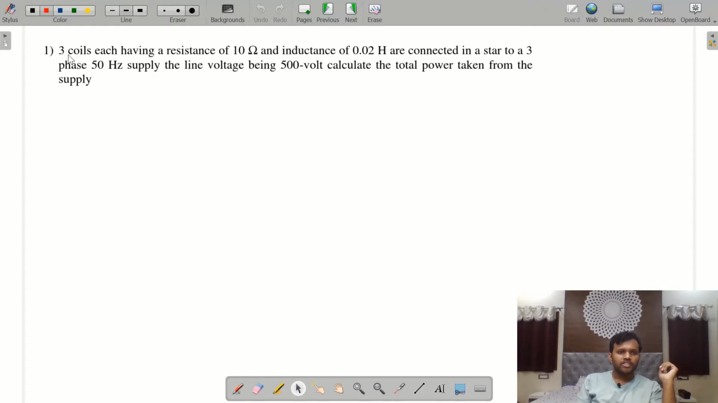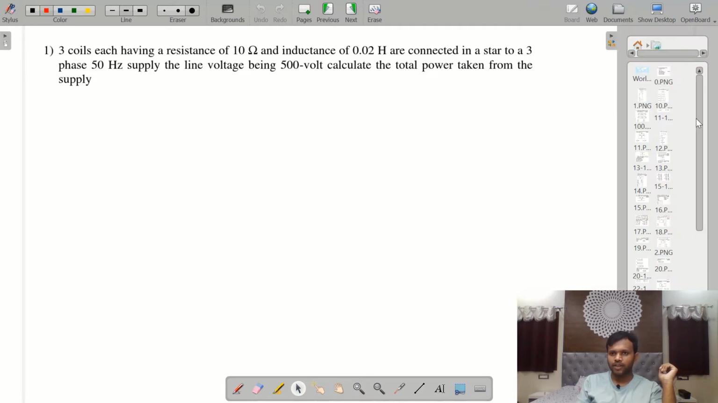In the first question, they had given that 3 coils each having a resistance of 10 ohms and inductance of 0.02 Henry are connected in a star to a 3-phase 50 Hz supply. The line voltage being 500 volts. Calculate the total power taken from the supply.